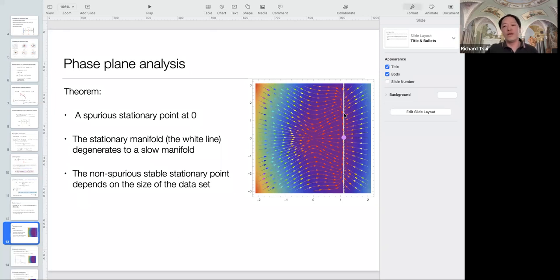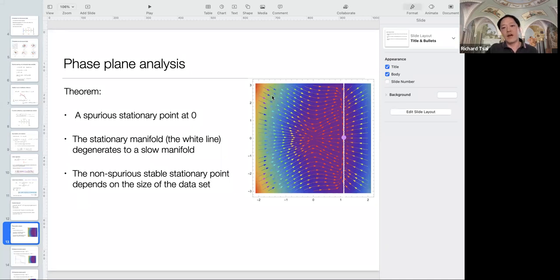Now, when sigma is not zero, this stationary manifold degenerates into a slow manifold that may have some curvature going on. And the pink-purple dot, or the light purple dot over here, corresponds to the minimizer when you have a sufficient number of data points. So WY will be sufficiently close to zero, and WX will be sufficiently close to what it ideally should be.